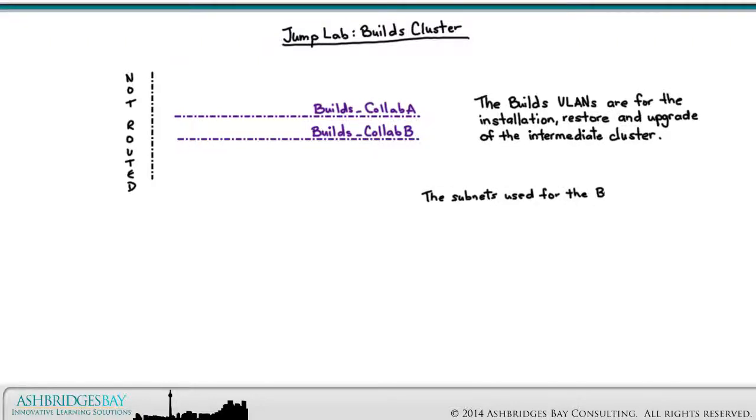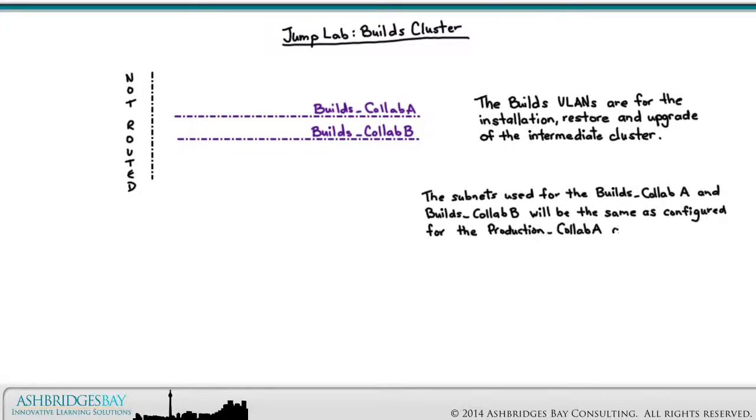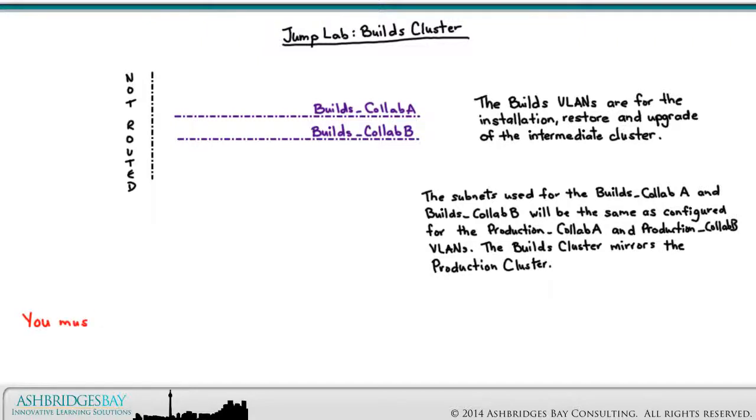The subnets used for the Builds Collab A and Builds Collab B VLANs will be the same as configured for the Production Collab A and Production Collab B VLANs. The Builds cluster mirrors the Production cluster. You must isolate the Builds Collab A and Builds Collab B VLANs.